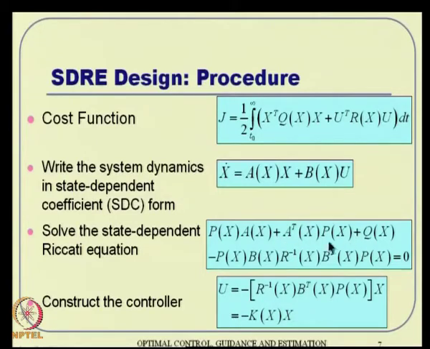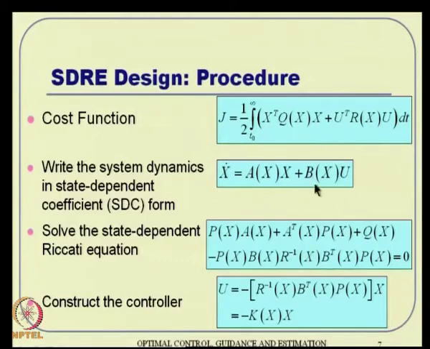So, the procedure is like that: you somehow select a Q of x and R of x, and write f of x as something like A of x times x, and this is anyway ready, this part. Then you solve this Riccati equation and get a value for P of x. Once you have P of x, then compute the control that way actually.